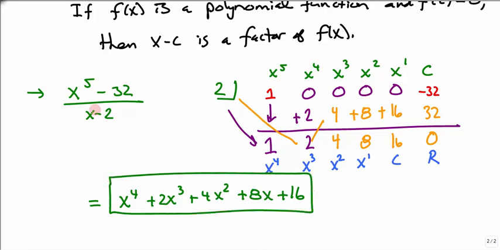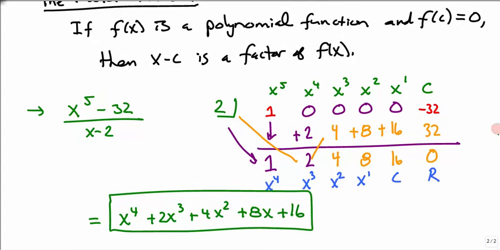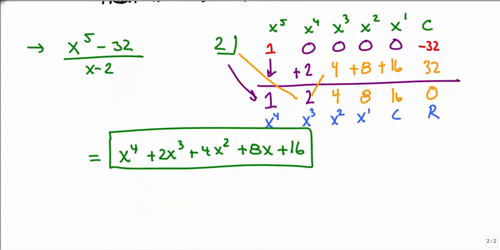So that tells me that x minus 2 divided evenly into x to the 5th minus 32 with no remainder. So that also tells me that x minus 2 is an exact factor, and that 2 is a root. So that's using the factor theorem. My remainder is 0. And again, we can double check that if you'd like to.